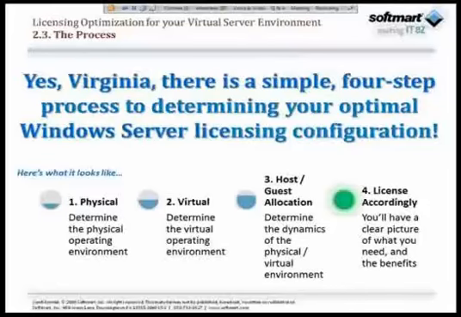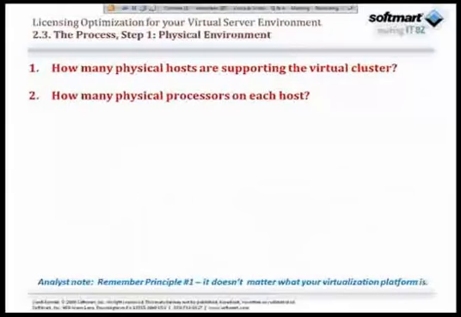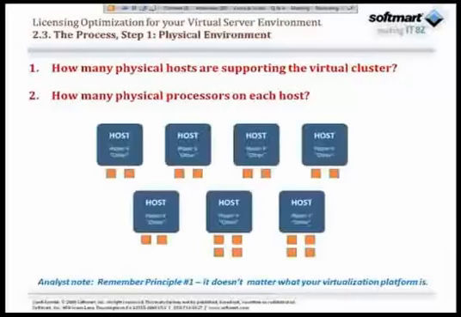First of all, your physical environment. Here are the questions that you need to ask. Number 1, how many physical hosts are supporting the cluster? And number 2, how many physical processors are on each host? Now remember, principle number 1, it doesn't matter what your virtualization platform is. What we do is draw a diagram like this: here's my host, and on each of these hosts is a certain number of processors. In this case, we're using HyperV, but it could be ESX, Zen, or whatever. Pretty straightforward, right? That's step 1.